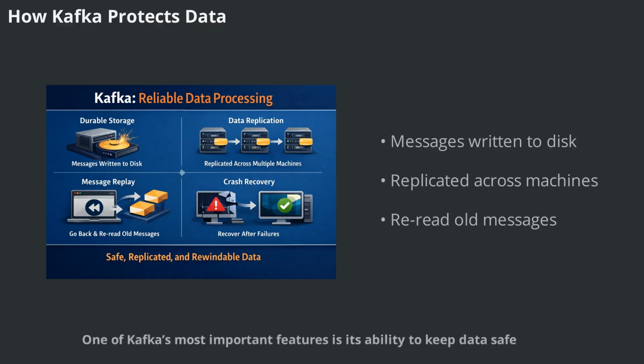One of Kafka's most important features is its ability to keep data safe. Messages are written to disk, so they're not lost if something crashes. They're also replicated across multiple machines, adding another layer of protection. And if a consumer needs to, it can go back and reread old messages. This makes Kafka a great fit for systems where data integrity and reliability are top priorities.